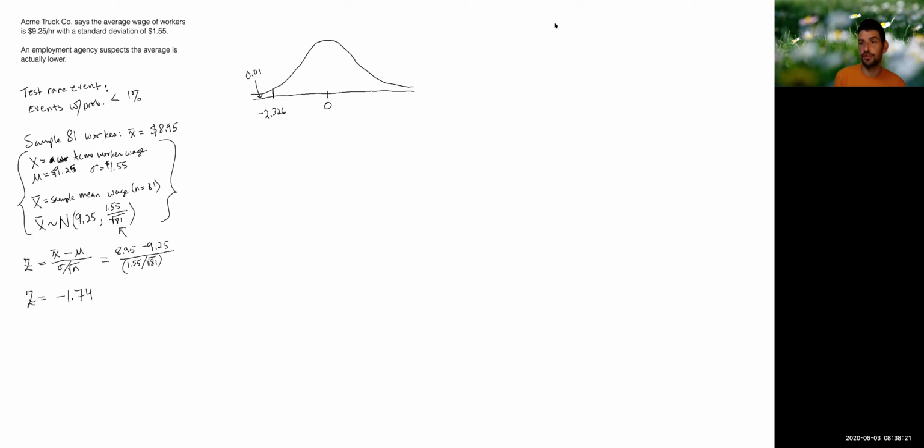However, our z-score is somewhere over here, negative 1.74. What that means is the probability of getting negative 1.74 is this red area plus this 0.01, meaning it has to be larger than 0.01. In other words, P of having z less than negative 1.74 is greater than 0.01, right? And I can just tell that from this picture.